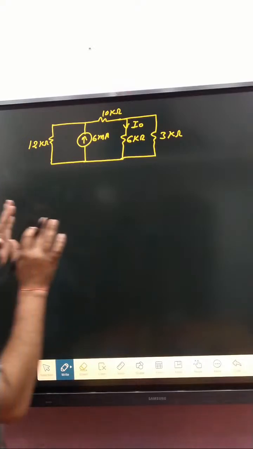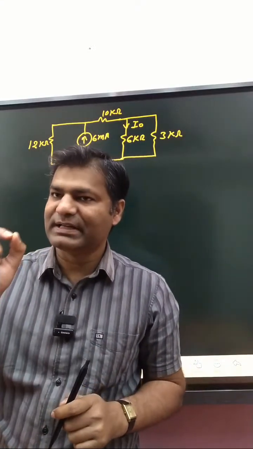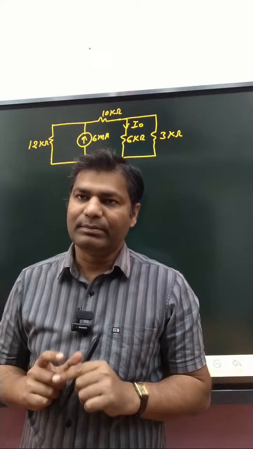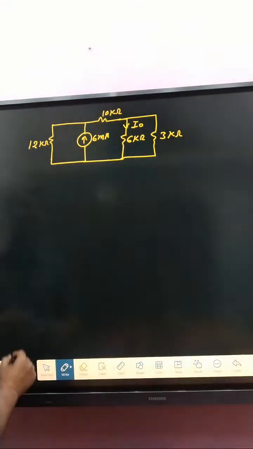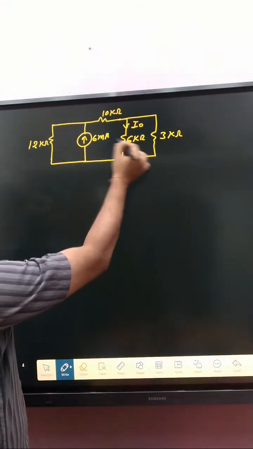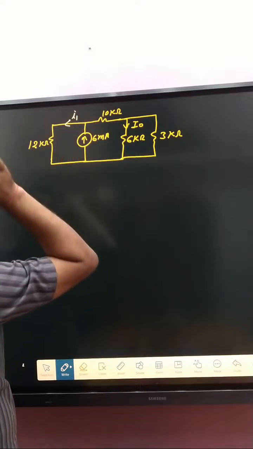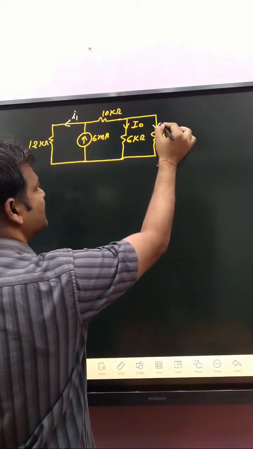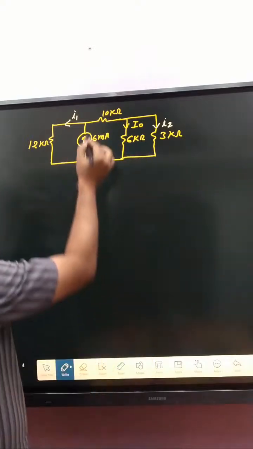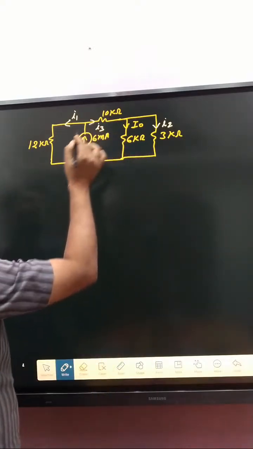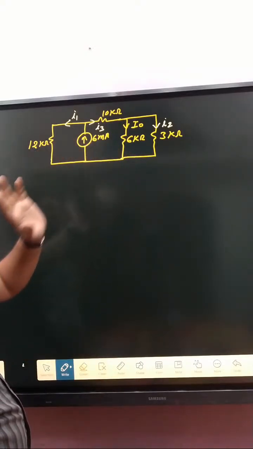Very simple. Nodal analysis means the first step is to decide the branch currents. Mention all branch currents. This branch current and this branch current are already given. For the other branch, suppose I1, whatever be the direction, as per your convenience. Here I1, here I2, and here I3. So all branch currents are decided: I1, I2, I0, I3.